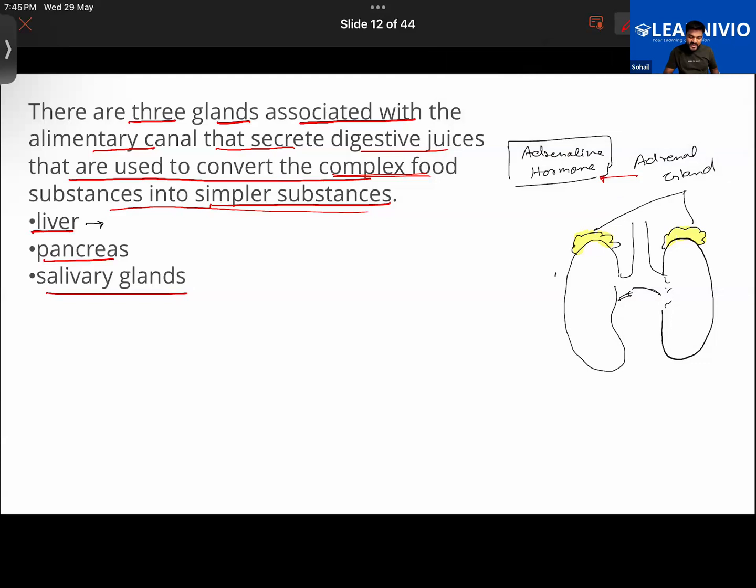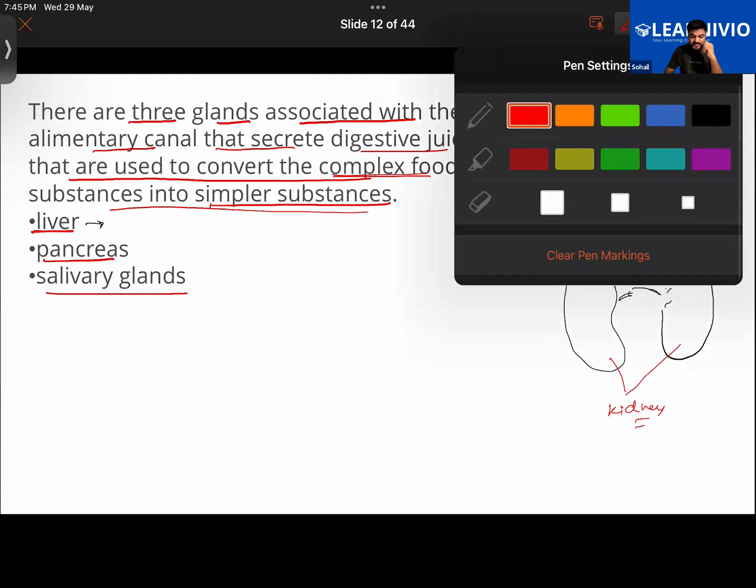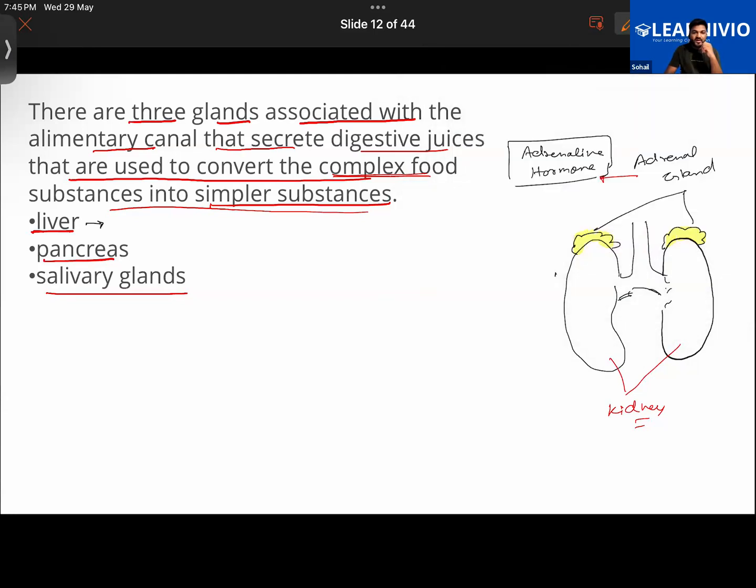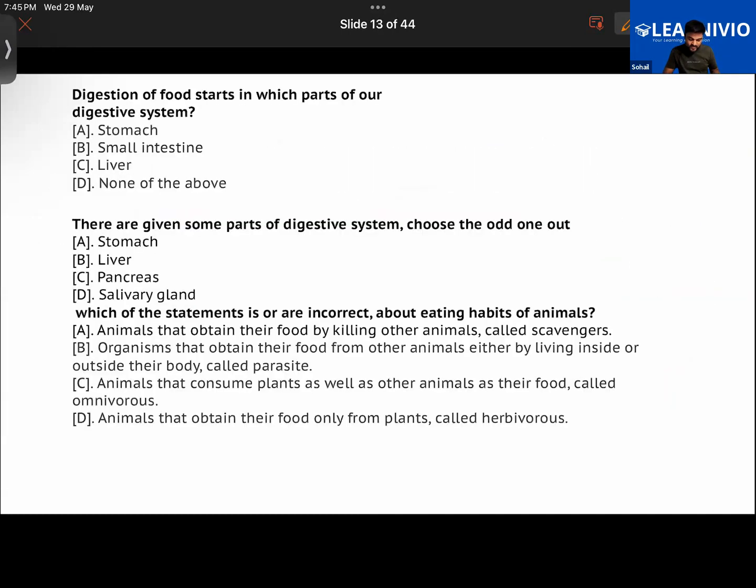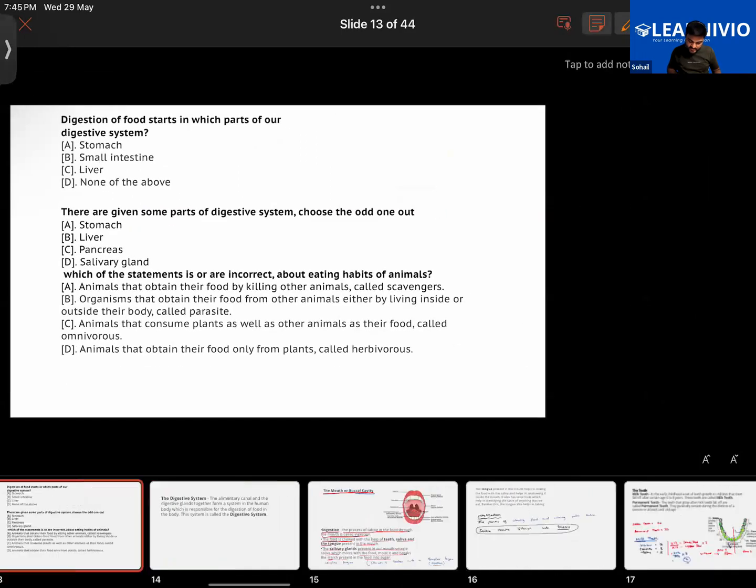Apart from these glands, there are some other glands also. There are several glands found in our body. One such example is the adrenal gland, which is found above the kidney. Apart from the adrenal gland, there are other glands like the pituitary gland, pineal gland, or thymus gland. Let me show you an image of it to give you better clarity.